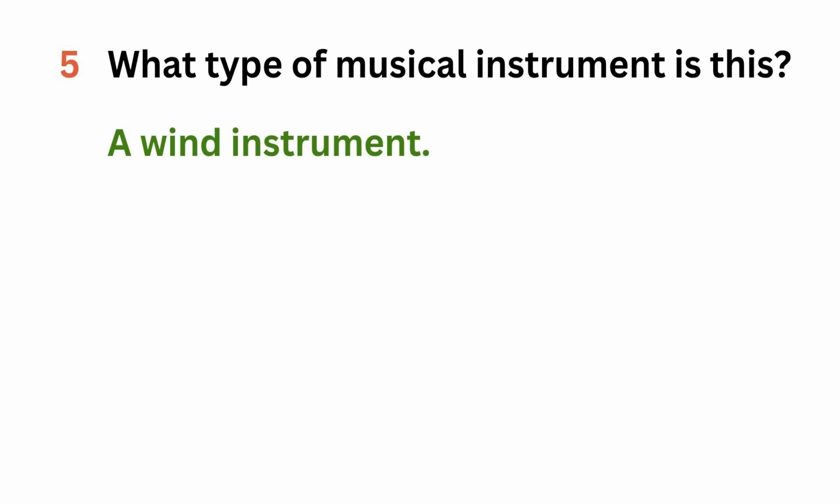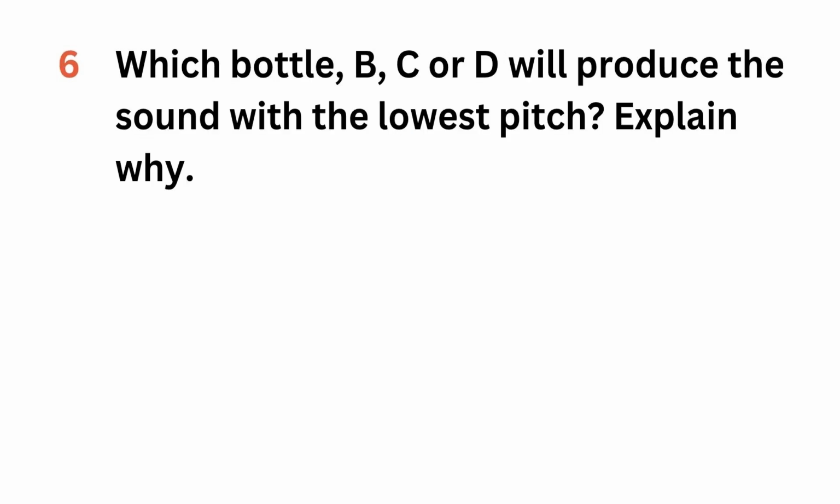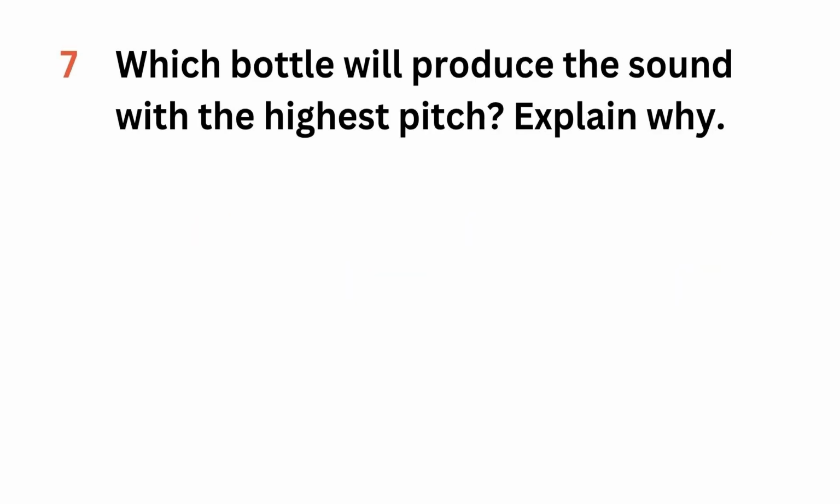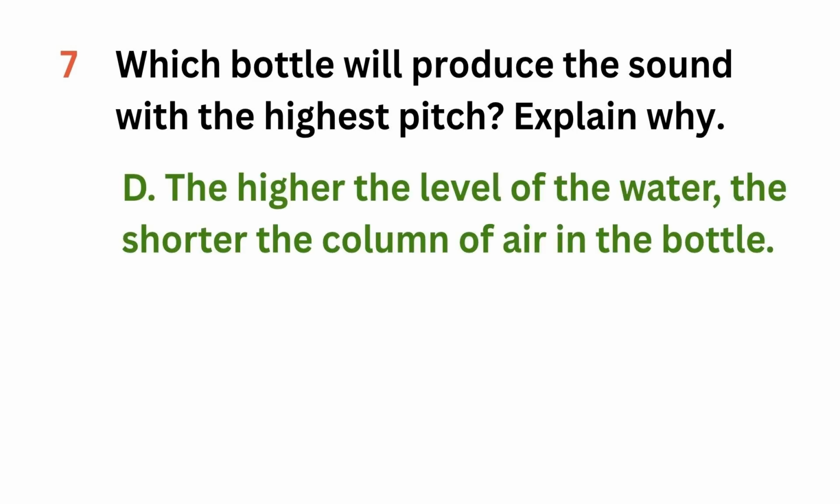A wind instrument. Question number 6. Which bottle, B, C, or D, will produce a sound with the lowest pitch? Explain why. The bottle B. The lower the level of the water, the longer the column of air in the bottle. Question number 7. Which bottle will produce a sound with the highest pitch? Explain why. The bottle D. The higher the level of the water, the shorter the column of air in the bottle.